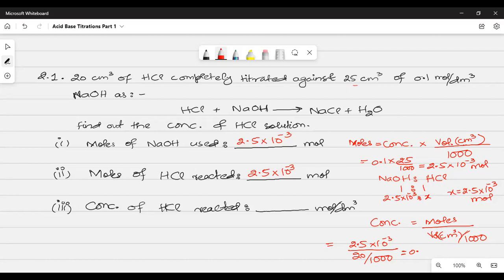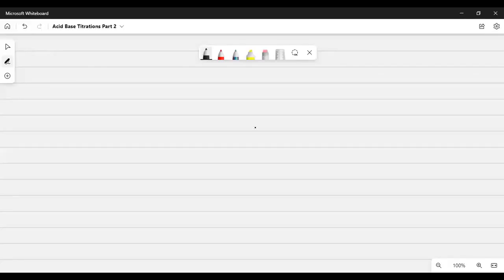So moles is given, we have the volume and the thousand, but the concentration we have to find. So we'll rearrange the formula. Right, we just rearranged the formula. So it's 0.125 mole per decimeter cube. That's about it. This completes it. So it's the same thing.